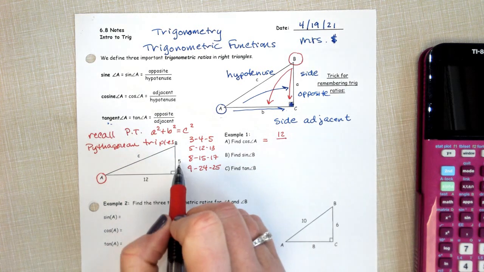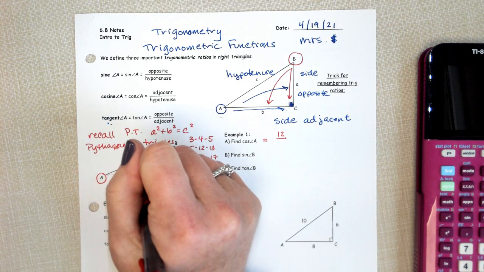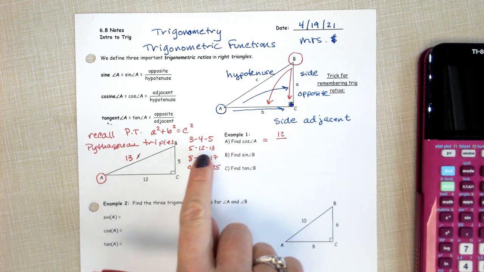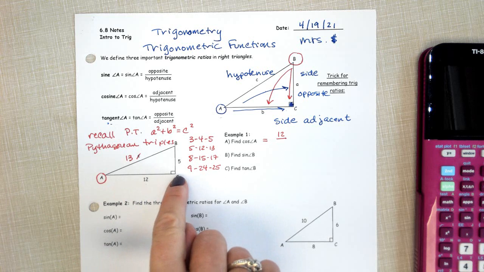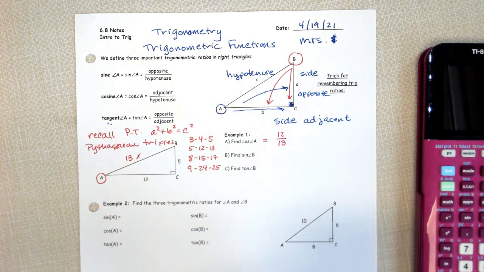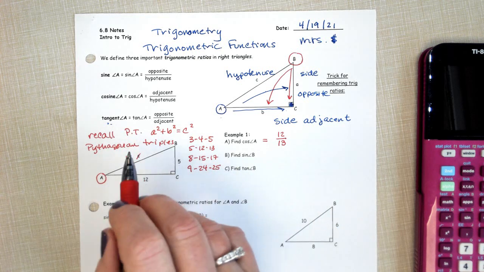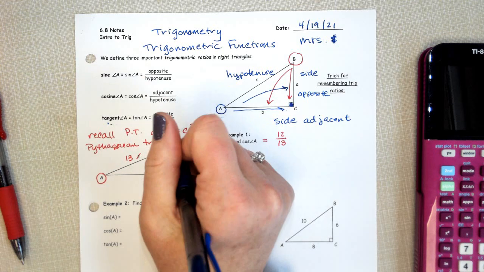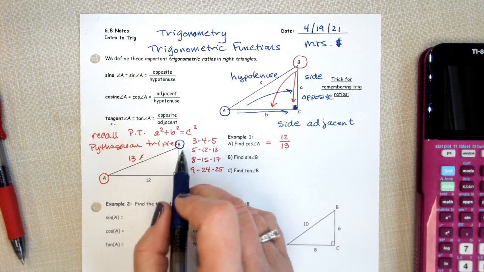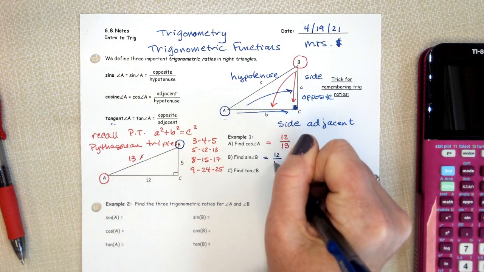Okay, so that means this is a 5, 12, 13 triple. So this is 13. So when I go to cosine, it is adjacent over hypotenuse, it's 12 over 13. And you're just going to leave it. You're not going to divide it and get a decimal. The sine of angle B, I'll circle B in blue here, is opposite side, which in this case is 12, over the hypotenuse, 13.